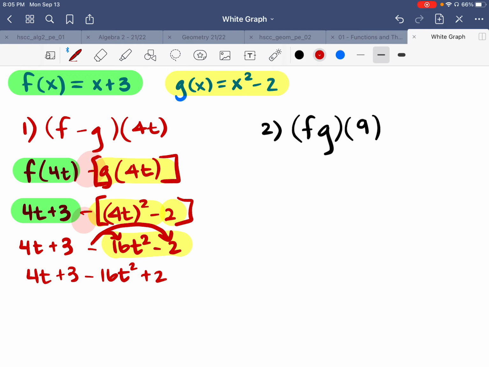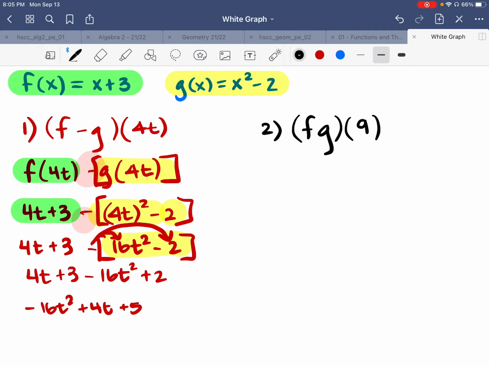If you put the bracket in the problem, it's more obvious, as opposed to just going based upon the colors. Once you get to here, I would say collect like terms, put it in the right order. Descending order would be negative 16t squared plus the 4t, and then combining the 3 and the 2 to get 5. So that's how I would do that first problem that you have.